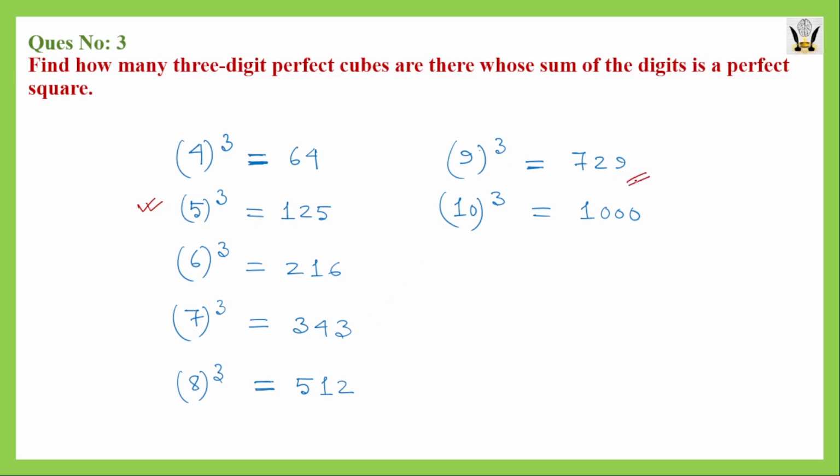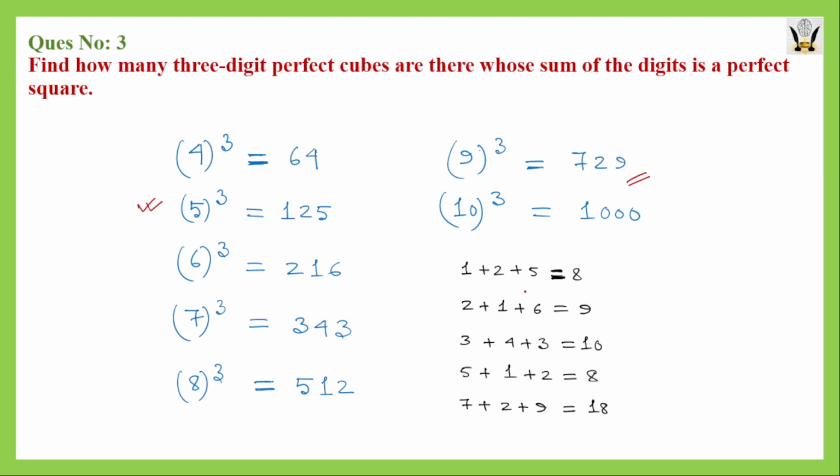Now when we are taking the cube value of 10, it is becoming 1000, that is a 4-digit number. So these 5 values are actually perfect cubes, as well as 3-digit numbers. Now from these 5 values we need to choose those options where the sum of the digits of that perfect cube will be a perfect square.